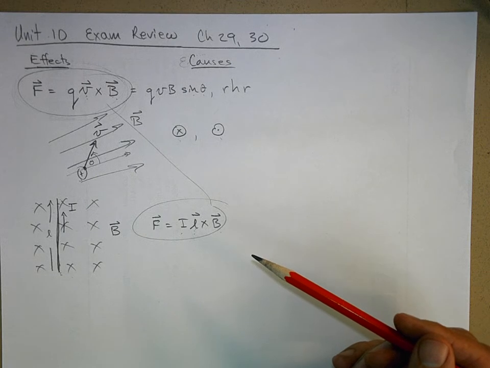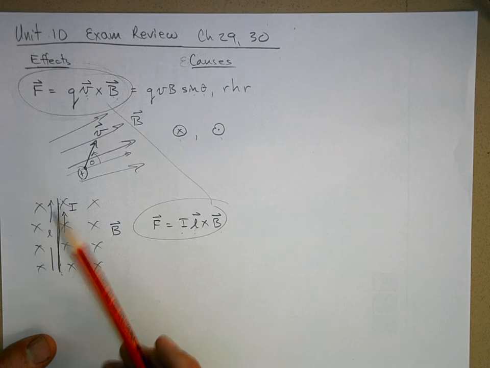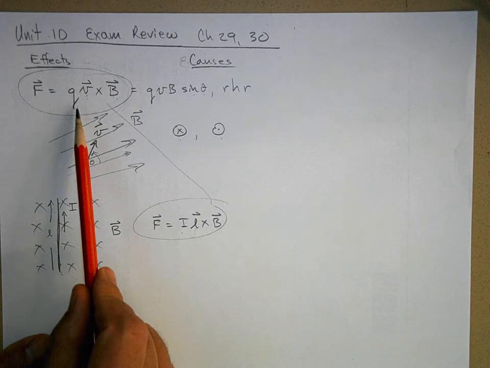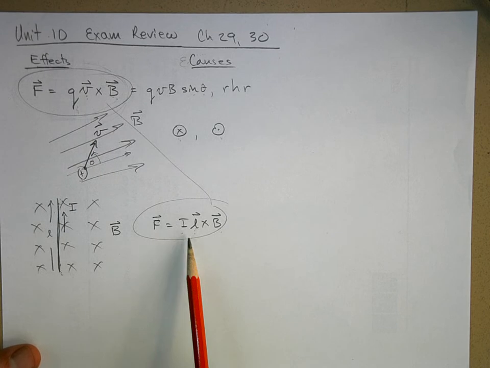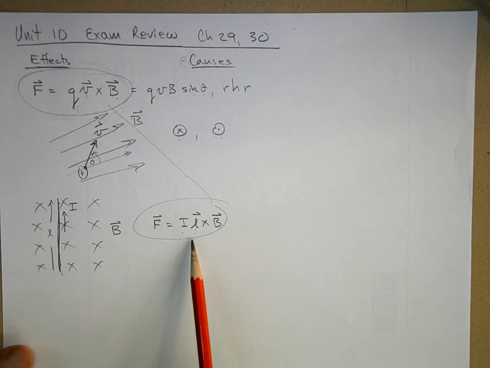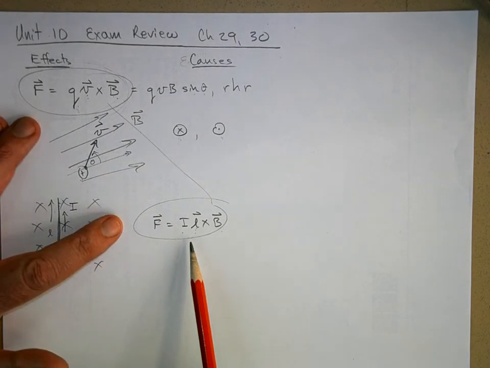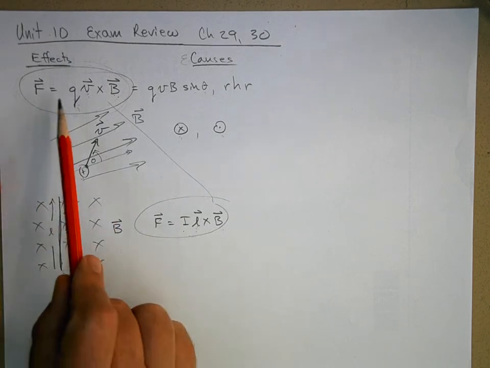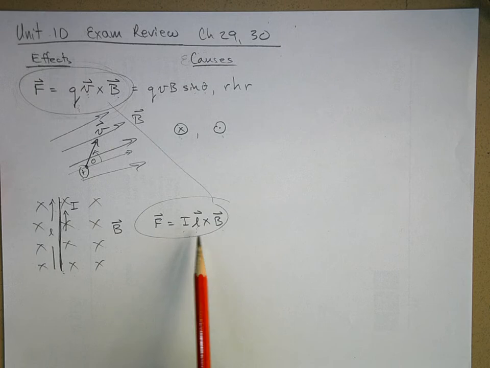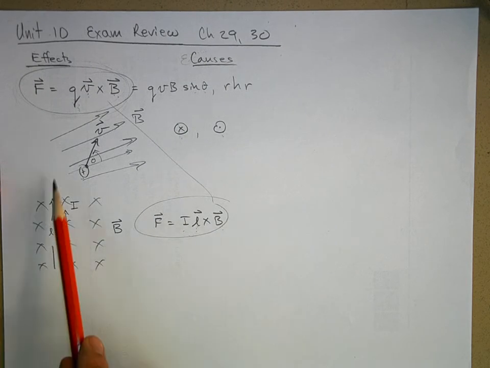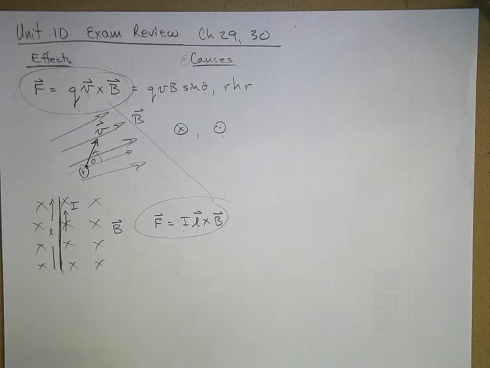You can read the book or go back and look at the old lectures online. But we used this in conjunction with the drift velocity equation and all that to get this. So these two equations are really saying the same thing. This is for an individual charge moving in a magnetic field. This is for a whole stream of charges that are moving in a magnetic field, constrained to move within the wire. They can't freely move. They have to stay in the wire.